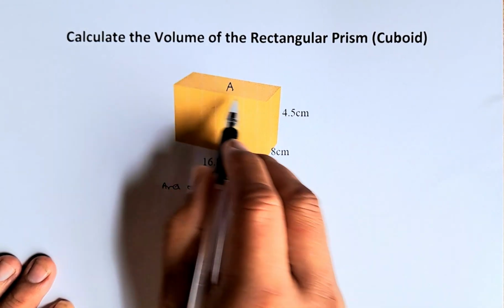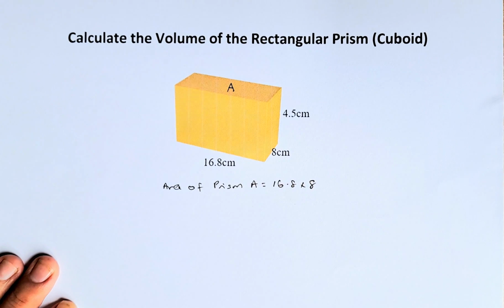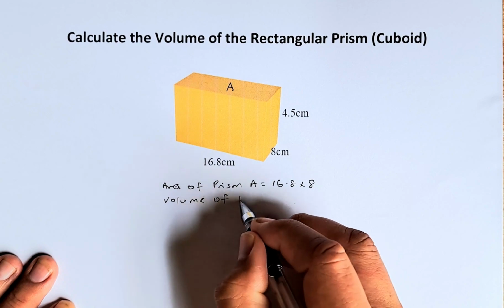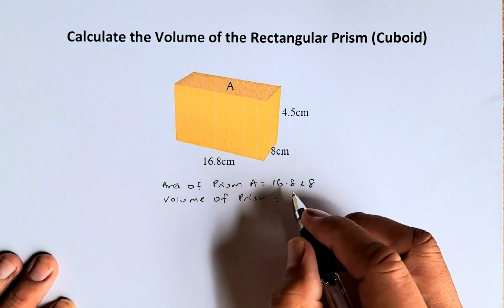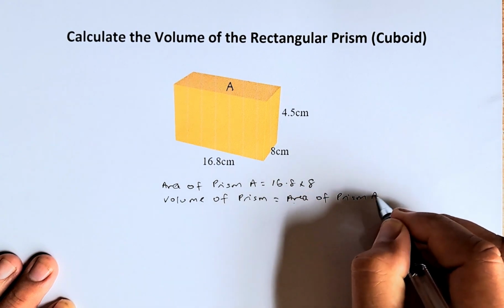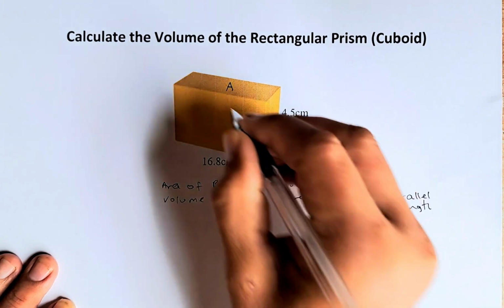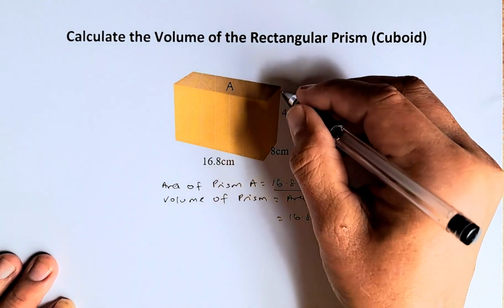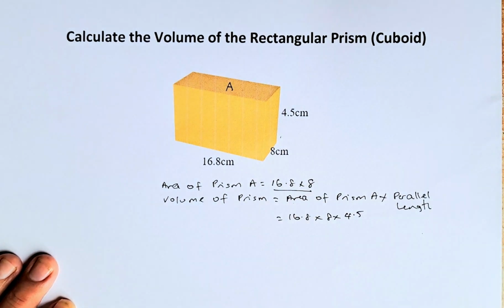So the area of prism A is 6.8 multiplied by the width, which is 8. To get the volume of prism A, or the volume of the cuboid, you take the area of prism A multiplied by the parallel length. In this case, the area is the number we found before, 6.8 times 8, and we multiply by the parallel length, which is 4.5. That is how we calculate the volume.